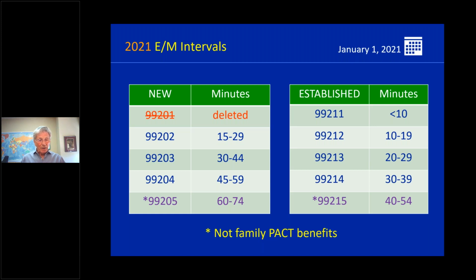Okay, so the first thing is that the time intervals have changed. So over on the left, you see the time intervals for an E&M visit for a new patient, 99202 through 99205. And I want you to note that in purple for the 99205 and the 99215, even though those are part of the E&M coding system, those are not Family PACT eligible. So Family PACT benefits only go through 99204 for new patients and 99214 for established patients. So these are the new time frames for E&M visits.